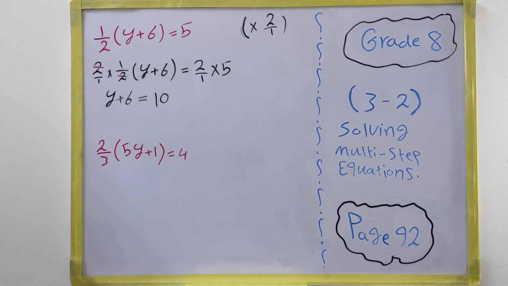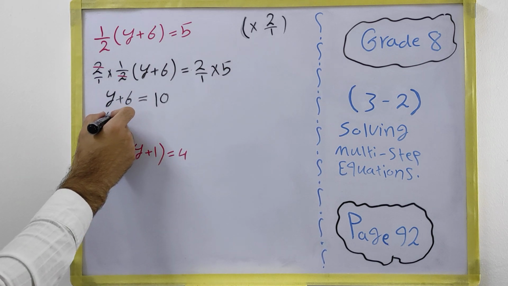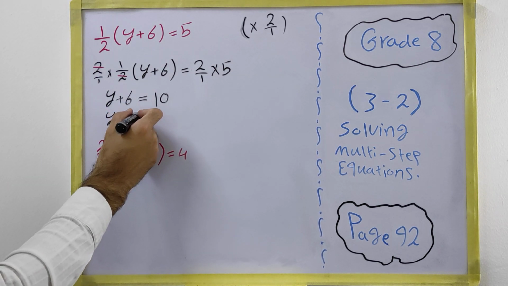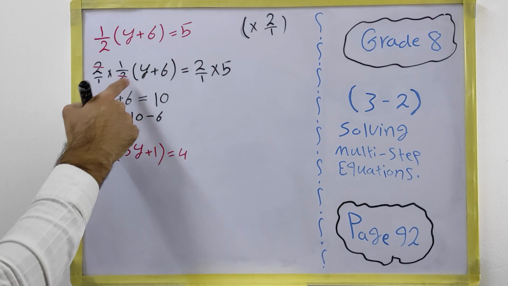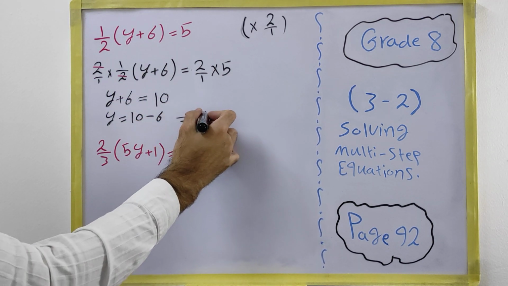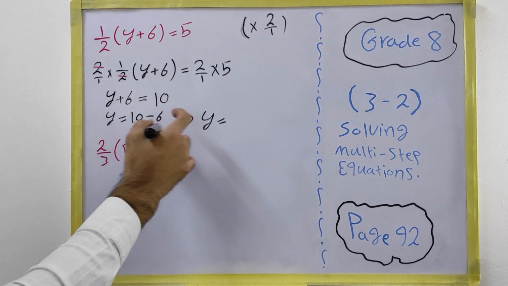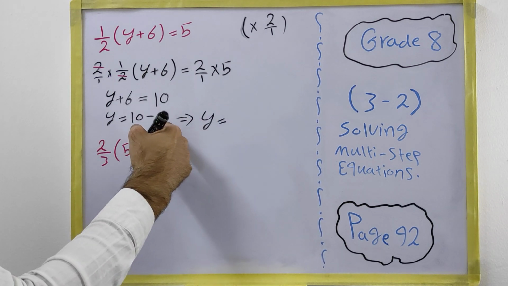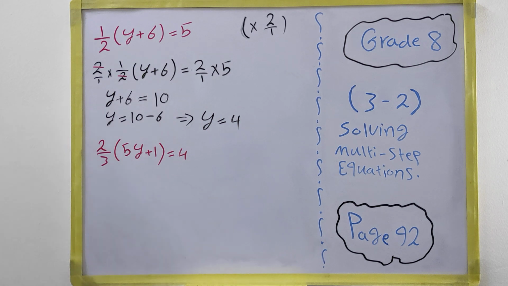Now we can bring 6 to the other side: y equals 10 minus 6. Because we bring it to the other side, the sign changes. Then y equals 10 minus 6, equals 4. That's how we found it.